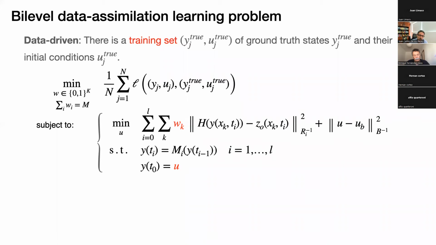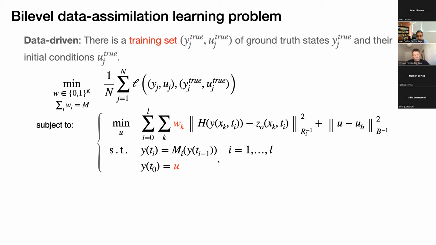So the bilevel problem is considering again a training set. In this case, you have ground truth initial conditions, ground truth system states, and you want to estimate, of course, the initial condition of the dynamical system. Now, the upper level problem is considering a loss function that relates the solution with the ground truth. And in the lower level problem, you have the data simulation again. So you have this two-level type of structure another time.